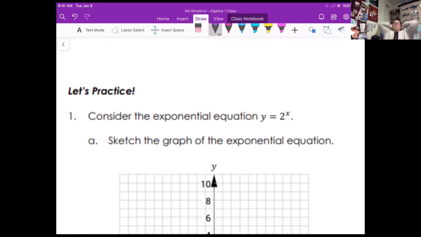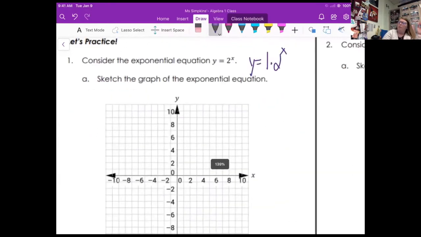All right, so let's make our first sketch. y equals 2 to the x. The only thing I'm going to change before I graph it is I'm going to make this y equals 1 times 2 to the x. So we're always going to plot our y-intercept first. So what is our y-intercept? 0, 1, yep.